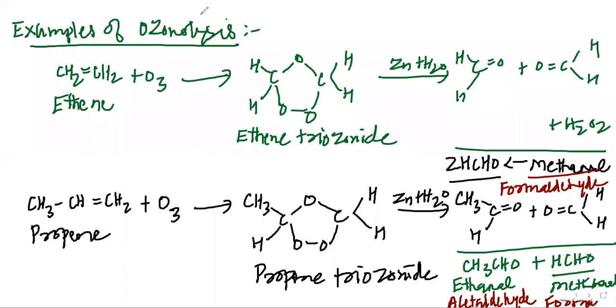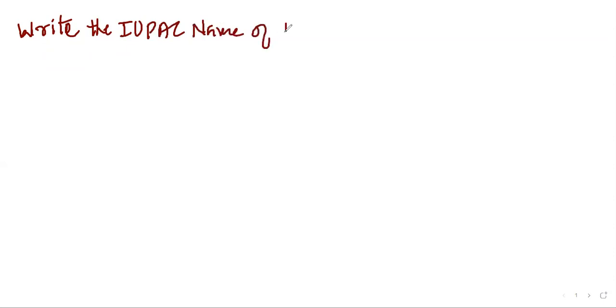Okay, then, my dear students, let's move forward and understand the next question. Write the IUPAC names of the product that is obtained by ozonolysis.